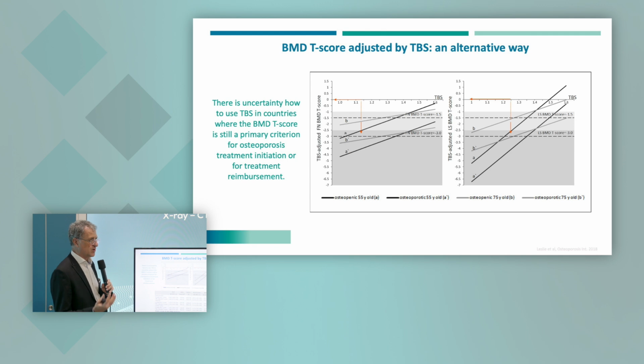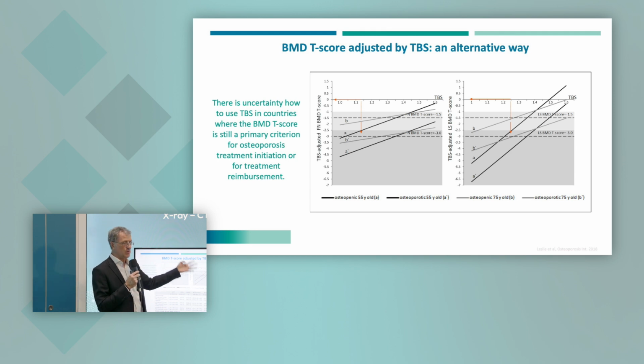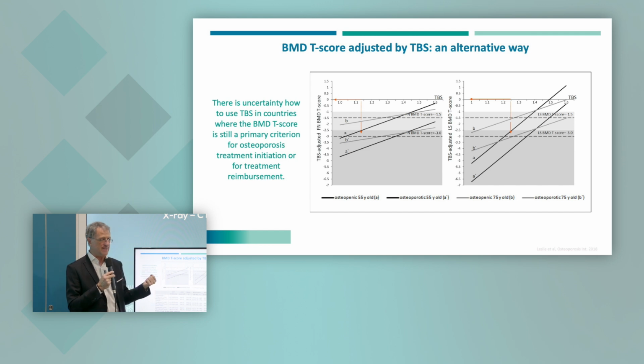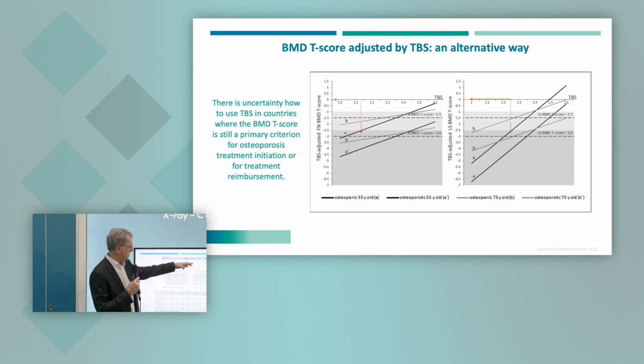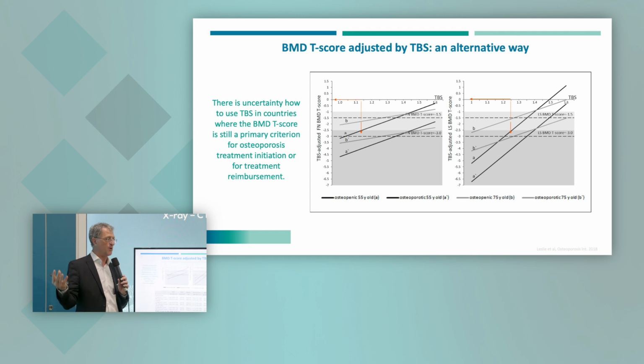Now, which is also very important, it's pretty often that FRAX is not used for treatment initiation because insurance doesn't recognize FRAX as a criterion to start or reimburse treatment. Still, a lot of countries use the BMD T-score. So what we did for FRAX, we did also for the BMD T-score, where we adjust the BMD T-score by the TBS to have a BMD T-score adjusted by TBS. So the BMD T-score will take into account the microstructure through the T-score. And you can see the same here. You can have a patient with a minus 1.5 osteopenic.